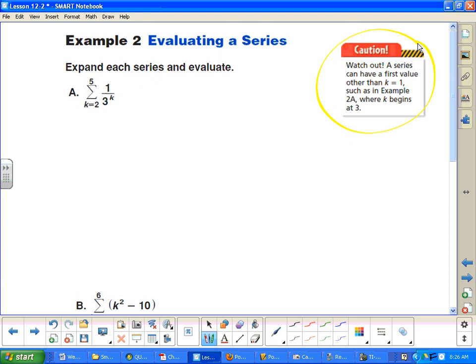Where's it starting? It starts with 2, doesn't start with 1. So I'm going to go 1 over 3 squared plus 1 over 3 cubed plus 1 over 3 to the 4th plus 1 over 3 to the 5th. Start with 2, put that in for k, and then keep putting the numbers in for k until I get to the number on top, which is 5 in this case. And then we're going to add them up.